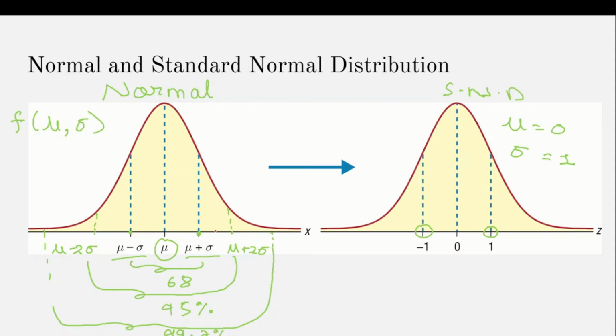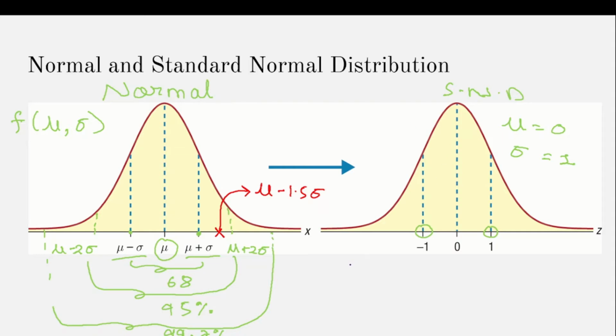Let us say I need to calculate how many data points lie below this point, say this point is 1.5 standard deviations below the mean. Using the empirical rule, I cannot find this. So to get this value, I take help of the standard normal distribution and z-score.